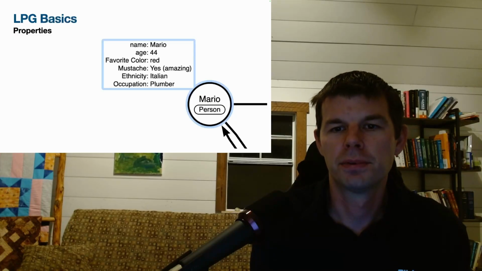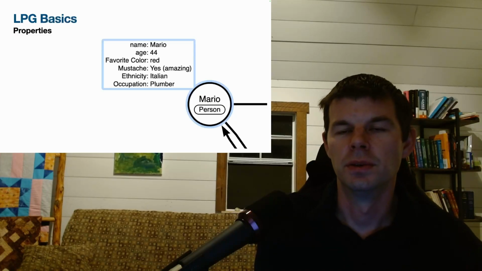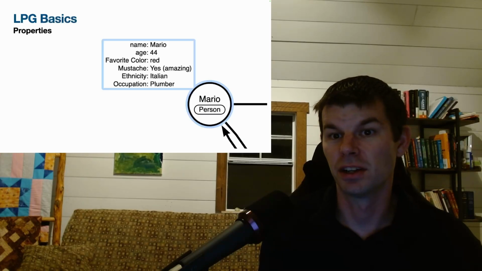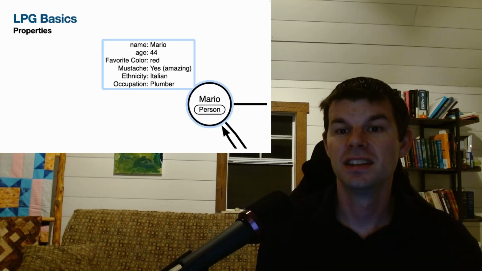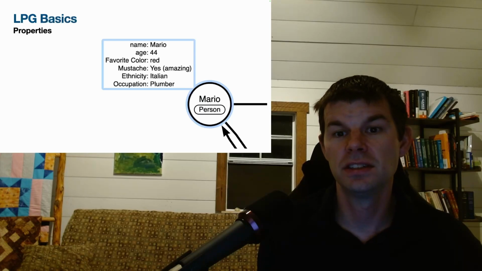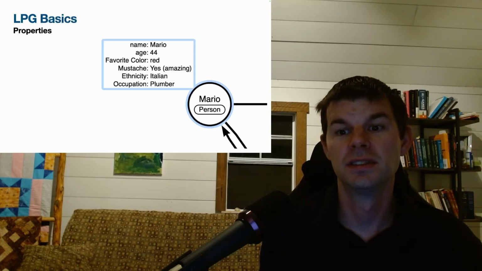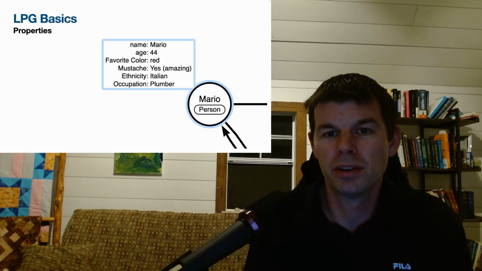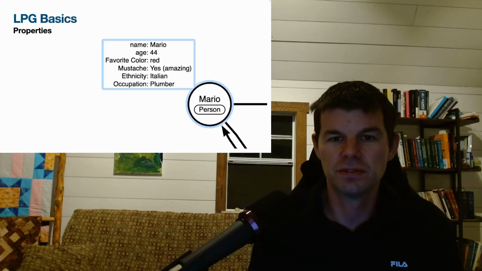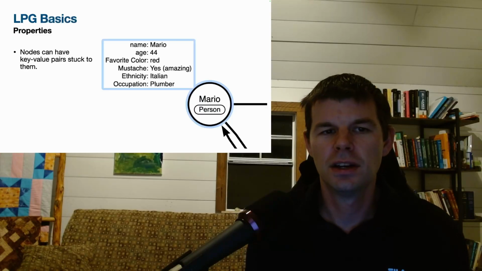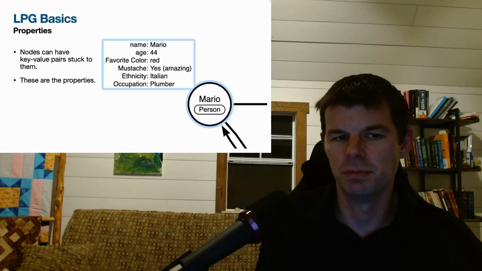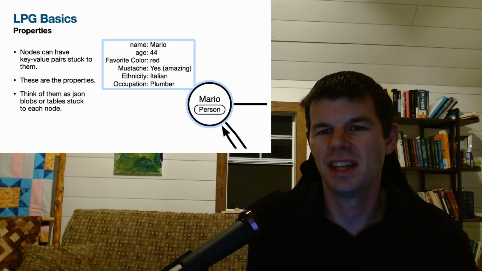All right, properties. So for a labeled property graph, we've seen the labels, we've seen the nodes and edges that make it a graph, but what are the properties? These get hung off of our edges or our nodes, and essentially they're kind of like JSON blobs. If we want to say things about Mario, right? His name is Mario, his age is 44. So these nodes have key value pairs that get stuck onto them. That's the property bit. You can think of them almost like data type properties in an OWL-RDF structure.